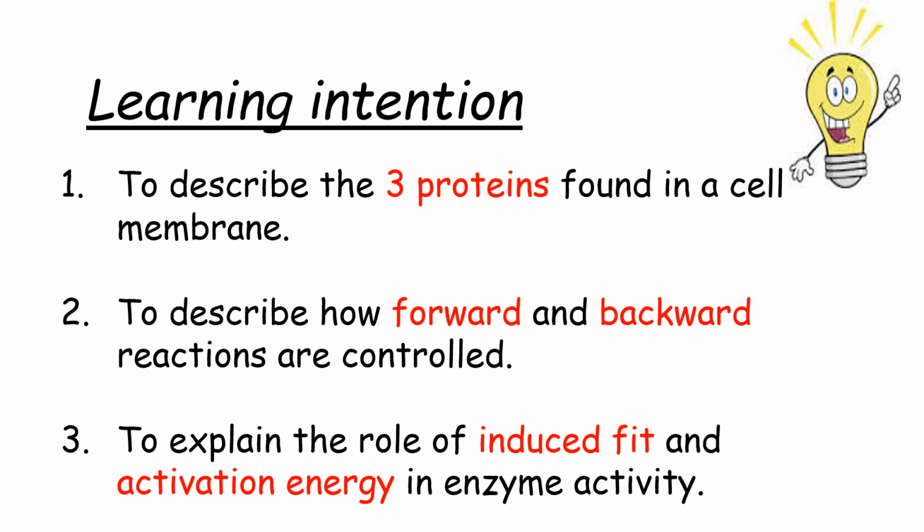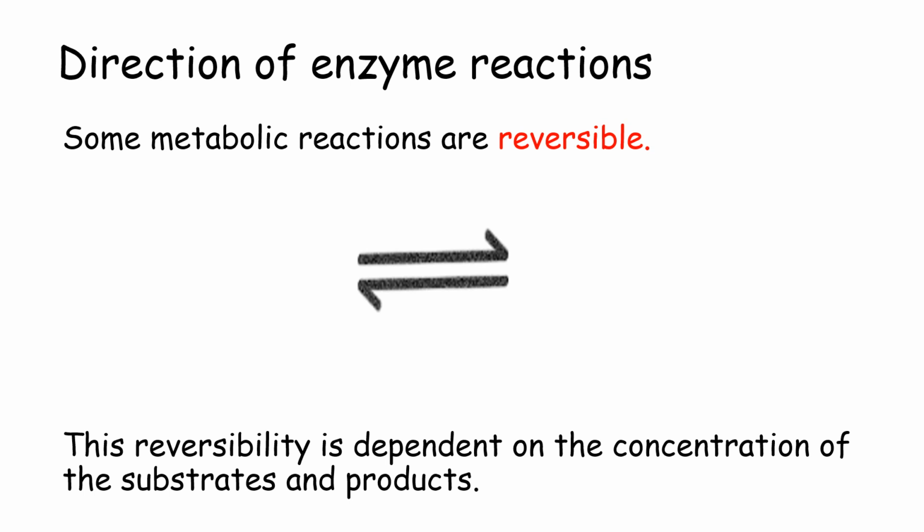Okay, the second learning intention for today is to be able to describe how forward and backward reactions are controlled in a metabolic pathway. So we already know that one step in a metabolic pathway can be a reversible step, and it is very often shown by two arrows going in opposite directions. It's not full arrows, remember, it's a little half arrow shape at the side, like in the diagram.